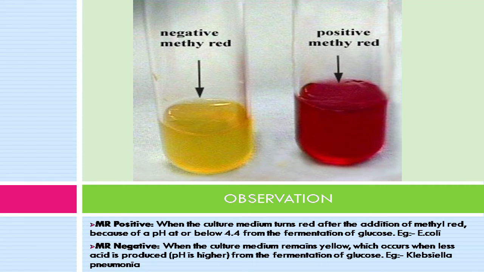Observation: MR positive. The culture medium turns red after the addition of methyl red because of a pH of 4.4 or below from the fermentation of glucose. Example, Escherichia coli. MR negative. The culture medium remains yellow, which occurs when less acid is produced from the fermentation of glucose. Example, Klebsiella pneumoniae.